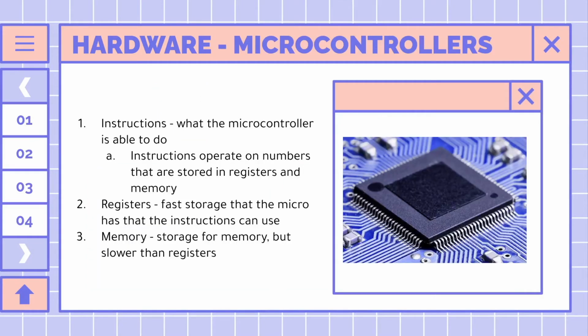So what are microcontrollers? They have three main pieces. They have instructions, which is what the microcontroller is capable of doing, registers, which are special fast storage locations in memory that the microcontroller has access to that the instructions can use, and then various other types of memory, which can be used to store your code and data, but they're usually slower for the microcontroller to access than it is for it to access the registers.